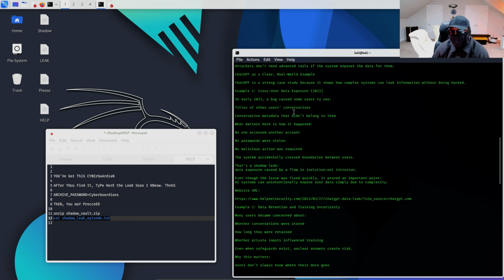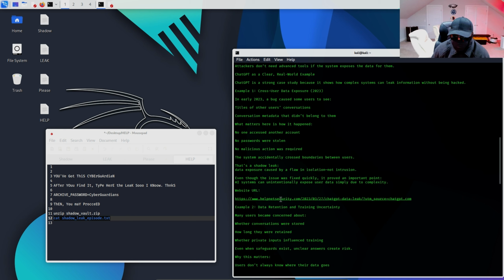What matters here is how it happened. No one accessed another account. No passwords were stolen. No malicious action was required. The system accidentally crossed boundaries between users. That's a shadow leak. Data exposure caused by a flaw in isolation, not intrusion. Even though the issue was fixed quickly, it proved an important point. AI systems can unintentionally expose user data simply due to complexity.